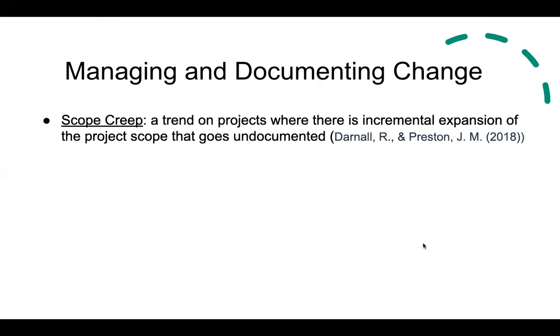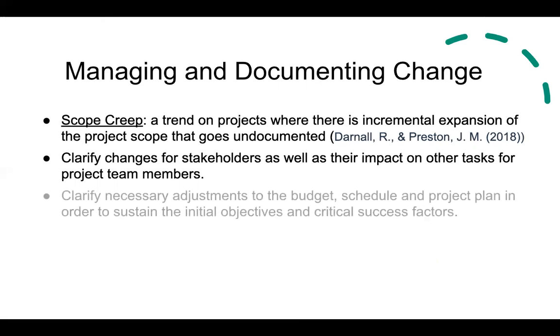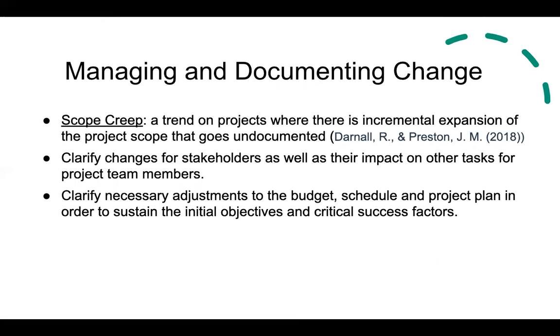Scope creep is a trend on projects where there is incremental expansion of the project scope which goes undocumented. This can lead to delays, additional costs, and more setbacks for the project. This part of the scope of work also clarifies changes for stakeholders, as well as their impact on other tasks for project team members, and clarifies necessary adjustments to the budget, schedule, and project plan in order to sustain the initial objectives and critical success factors.